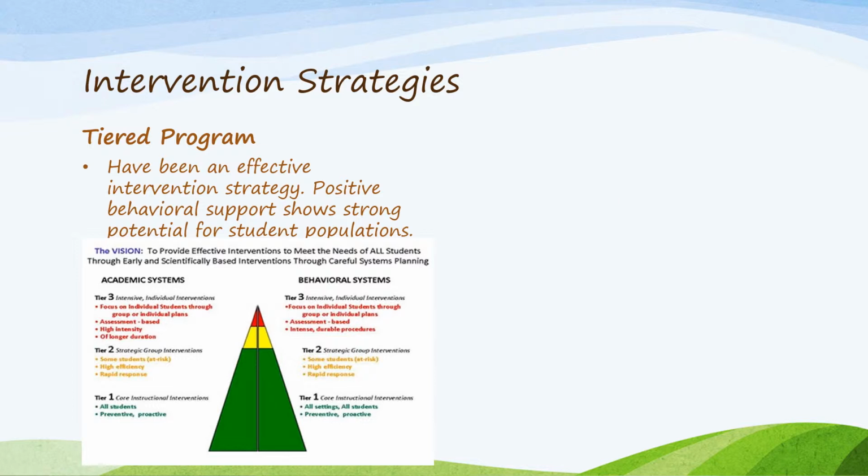And lastly, tier 3 is the intensive individual intervention. So this focuses on the individual student through group or individual plans. You could also use your IEP in this as well. It would be assessment-based, and it is an intense, durable procedure.